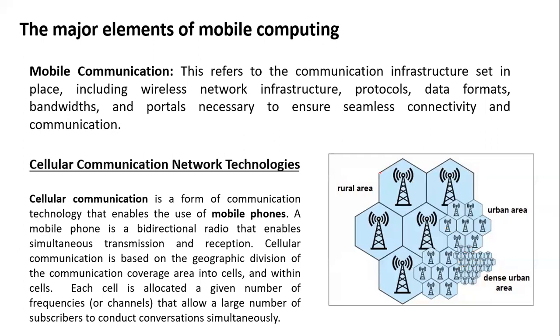However, this is called a cell. So when a mobile user moves from one cell to another, these towers will hand over that connection to the other tower. That is how these cellular mobile phone connections work. This cellular communication technology allows users to use mobile phones, voice actually. A mobile phone is a bidirectional radio that enables simultaneous transmission and reception, a device that can communicate data in both directions using radio waves.